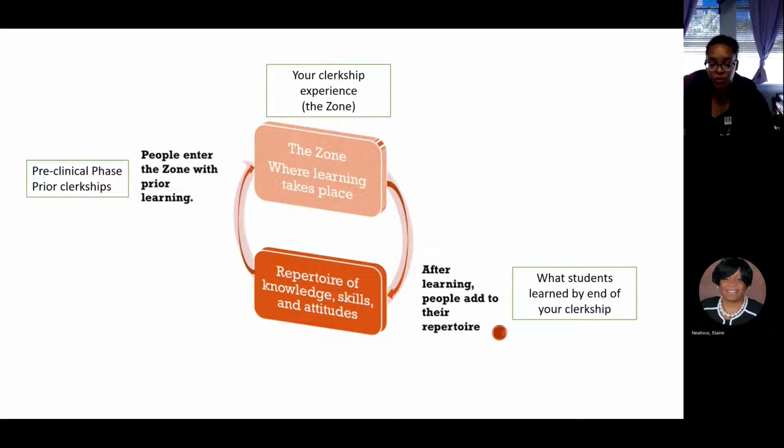Students will come to your rotation with prior experiences from their pre-clerkship months and prior clerkships that have contributed to their current knowledge or skills. And what a student learns on their rotation then becomes their prior learning that they take with them into the next rotation or into residency. Your clerkship is here. Your clerkship is the zone where students receive assistance from you over the course of the clerkship to build on their current knowledge and skills. They then take those experiences, as we said before, and they build upon them for the next clerkship.